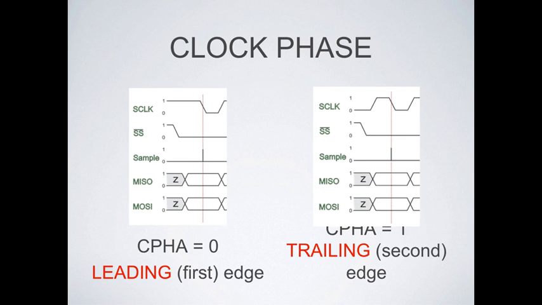The next thing to see is the clock phase. It determines when you want to sample data. So when the clock phase is equal to 0, you're going to be sampling data on the leading edge, or the first edge. And when the clock phase is equal to 1, you're going to be sampling data on the trailing edge, which is the right side of the clock.